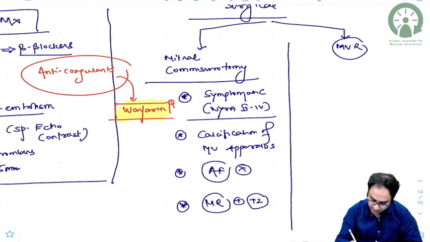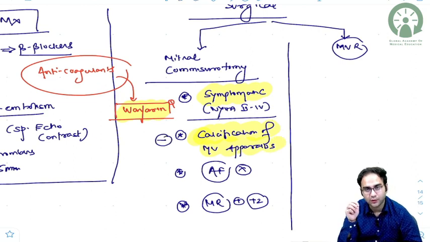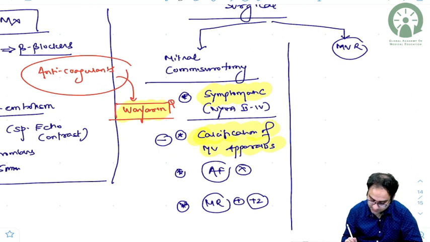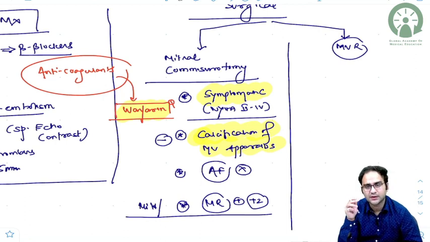So you can do mitral commissurotomy if the patient is symptomatic, the calcification of the MV apparatus is not there, there is no AF and there is very mild MR. Then only you can do the mitral commissurotomy. It is performed by a percutaneous approach, right?